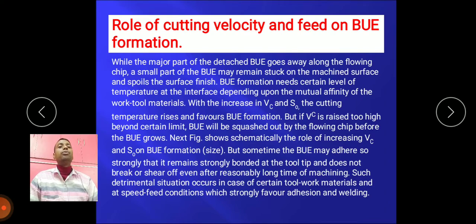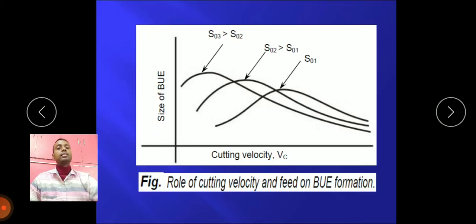But if VC is raised too high, beyond a certain limit, BUE will be washed out by the flowing chip before the BUE can grow. The next figure schematically shows the role of increasing VC and S0 on BUE formation. So this is the cutting velocity and this is the size of BUE. If velocity is increased, BUE obviously decreases.